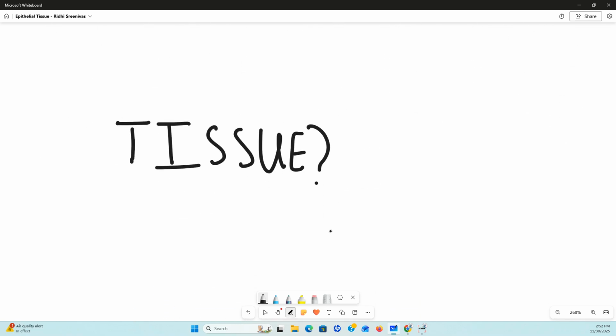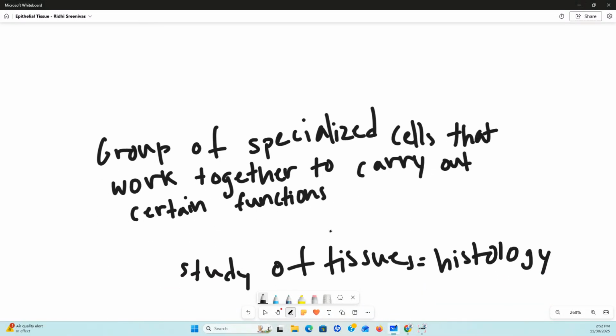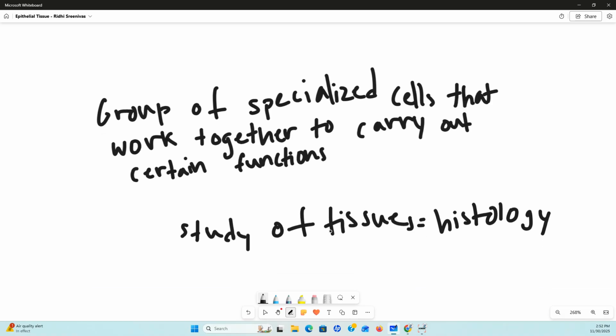So first of all, what is a tissue? Now, a tissue is a group of the same type of cells that work together to carry out a certain function. And if you were curious, the study of tissues is called histology.